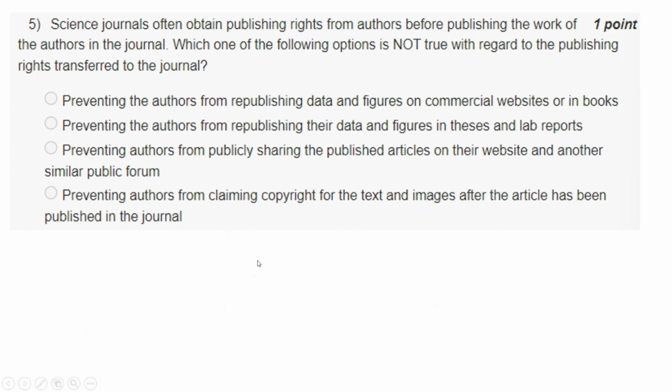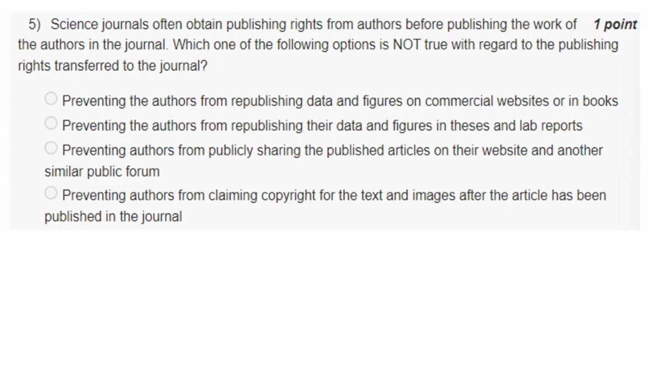Yeah. Science journals often obtain publishing rights from authors before publishing the work of the authors in the journal. So they have decided that they'll accept the article, I'm guessing. Which one of the following options is not true with regard to the publishing rights transferred to the journal? The question is a little confusing. Which of the options is not true with regard to the publishing rights transferred to the journal?